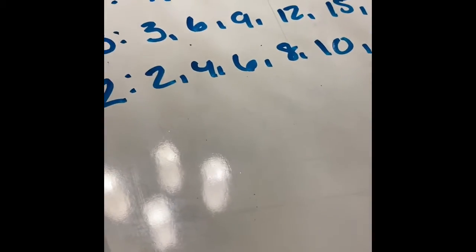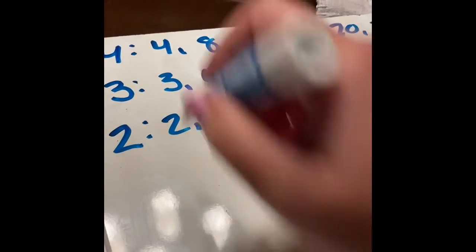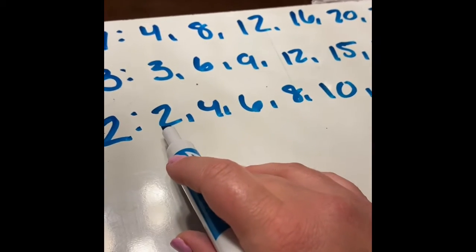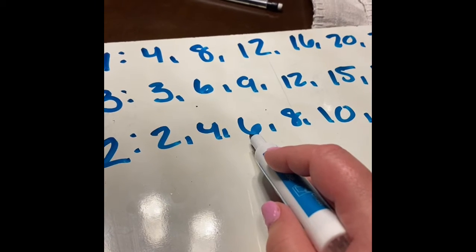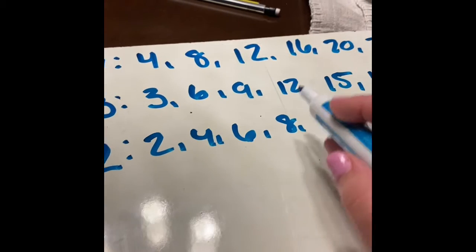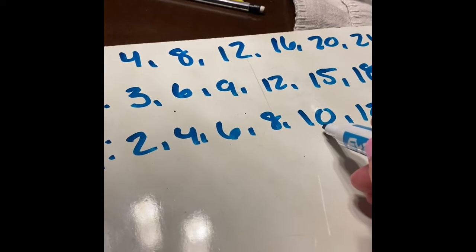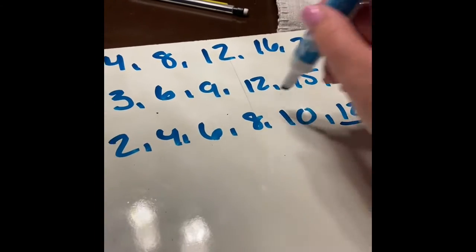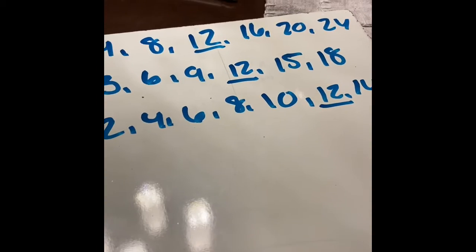Okay, so now I'm going to look and see what numbers 4, 3, and 2 have in common. They do not all have a 2 in common. They do not all have a 4 in common. They do not all have a 6, an 8, or a 10 in common. But they do all have a 12 in common. Awesome. So my denominator for all those fractions needs to be 12.